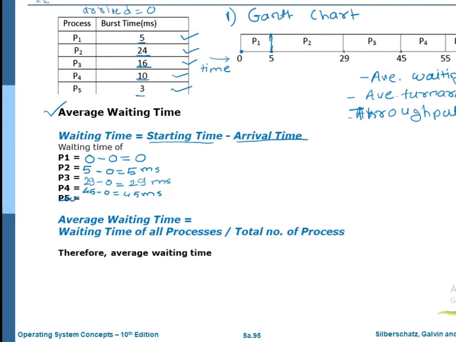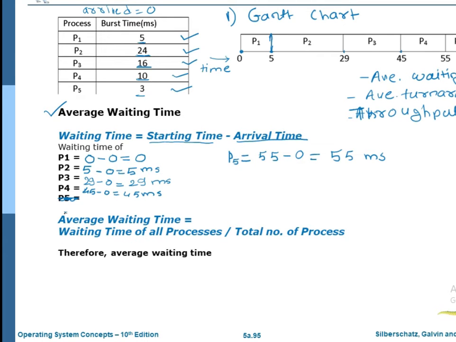And I am writing down here for P5. Starting time is 55 and arrival time is 0. So it is 55 milliseconds. Now here we have found the waiting times of all the processes. Now we will calculate the average waiting time.